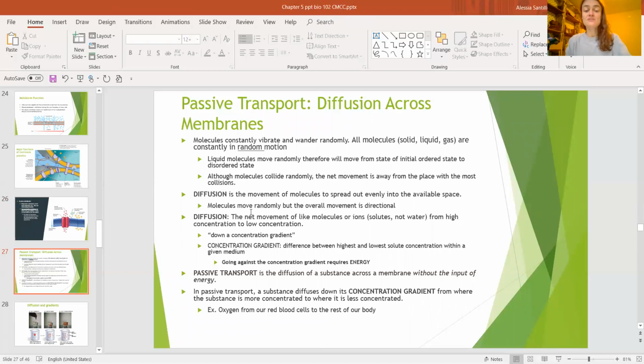Okay, so diffusion is the net movement of molecules or ions, solutes, not water, from a high concentration to a low concentration. And when we say they follow this high to low concentration, you are following the concentration gradient, okay? And when you follow the concentration gradient, it doesn't require energy.